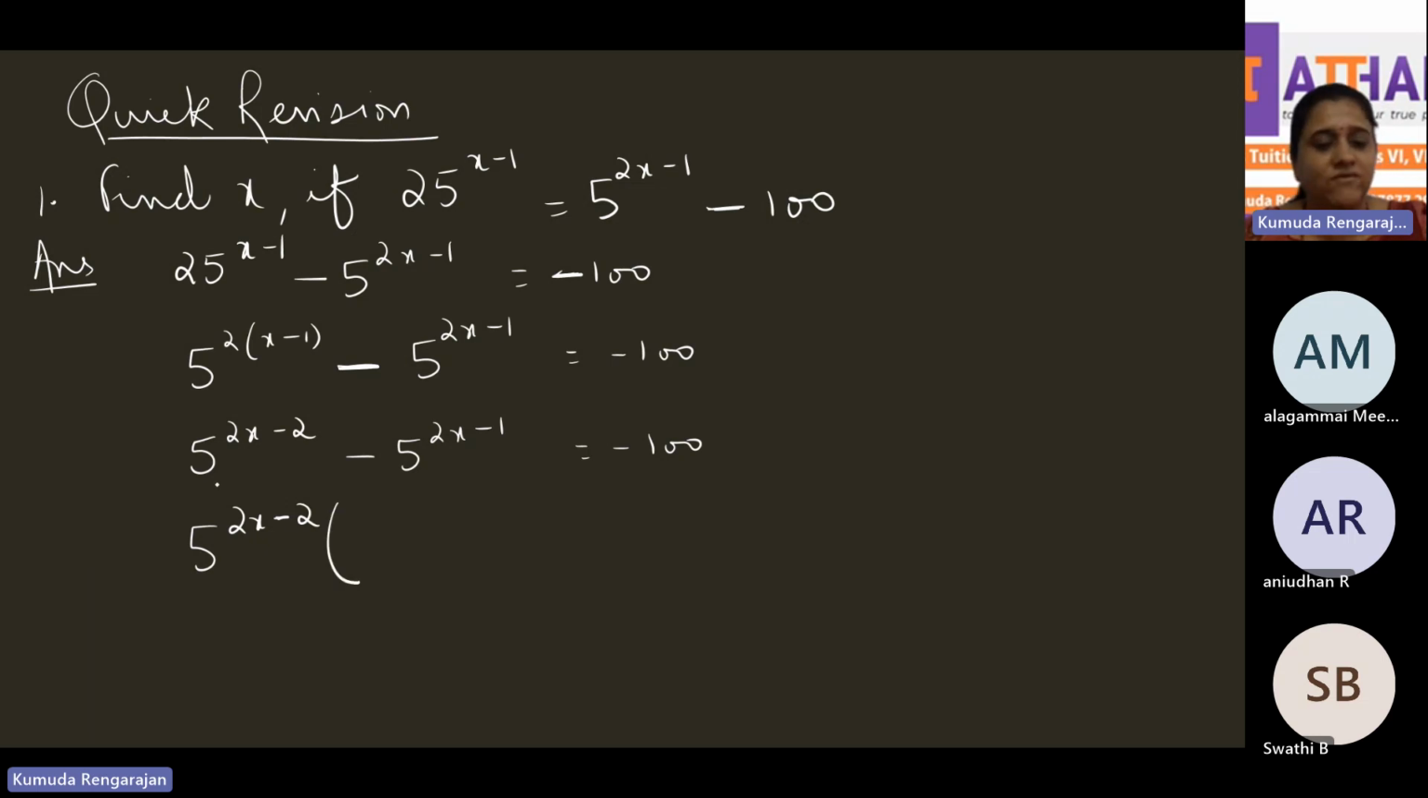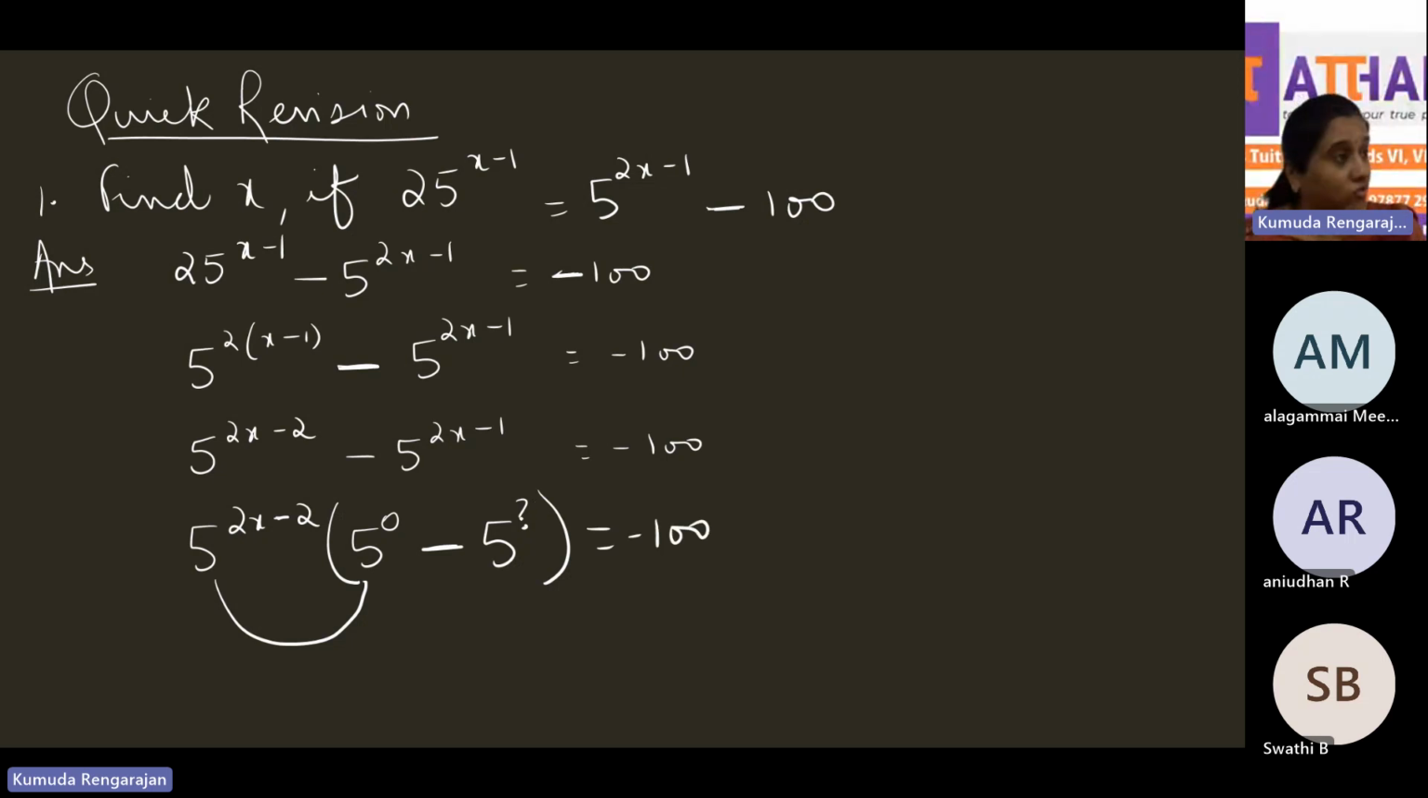Take out anything common, any one of the two common. Now this one is common, so inside you will get 1. So that is 5 to the power 0, this into this, minus 5 to the power what I don't know. I know it is 5 to the power something, but what I don't know is equal to minus 100.